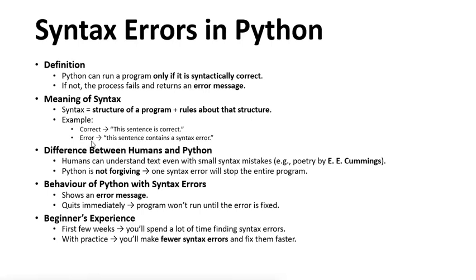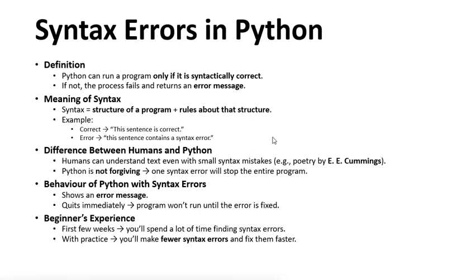And if any error occurs, it will show like that: this sentence contains a syntax error. Difference between human and Python. Let us understand. Humans can understand text even with small syntax mistakes.